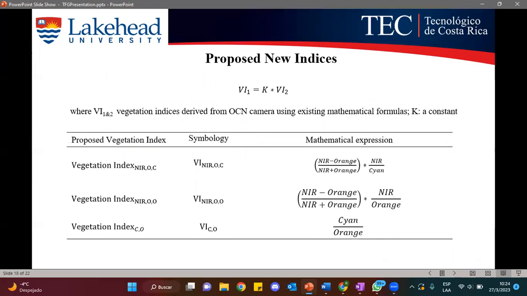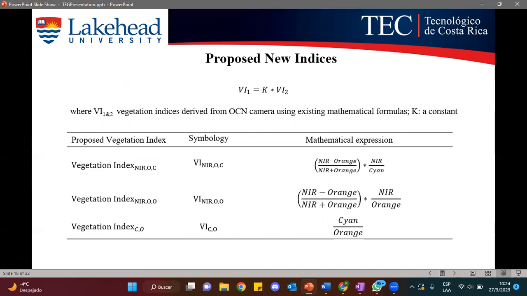Now, from the previous correlation analysis, this generic equation was used to come up with the new vegetation indexes. From the equations, you can see that two vegetation indexes were used, and K was used as a constant that later on became the proposed vegetation indexes. As mostly all the relationships were non-linear, we decided to come up with a polynomial equation.